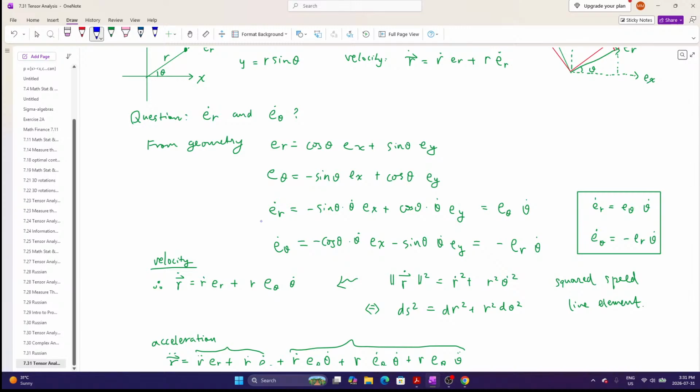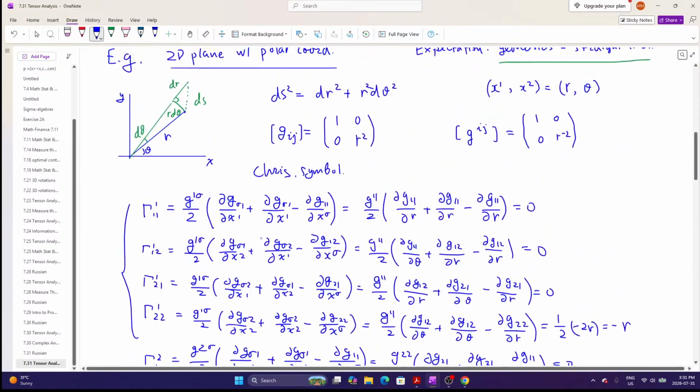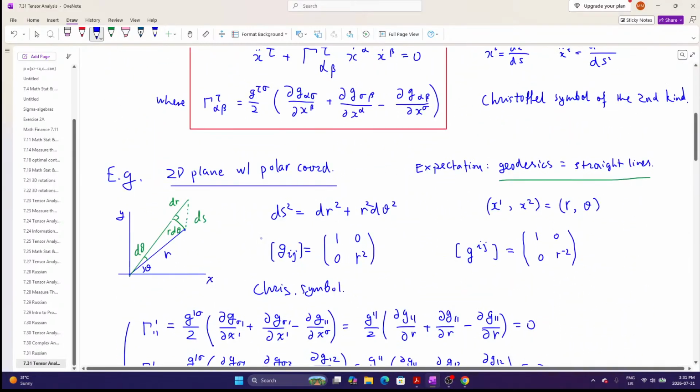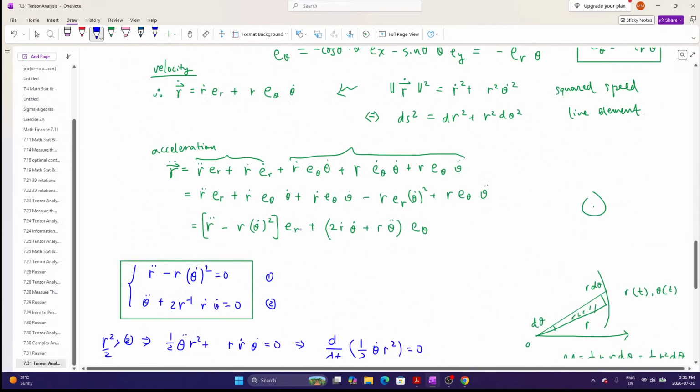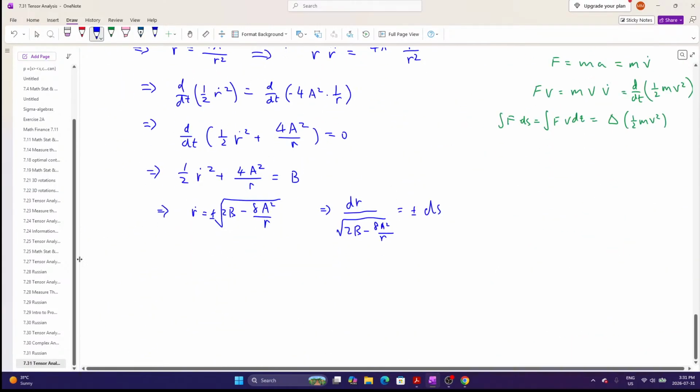Okay, so anyway, I'm going to move away from this example, and I'm going to do the second example, that is just a unit sphere. So, what would be the geodesic on a unit sphere? Just use our everyday common sense. Unit sphere.